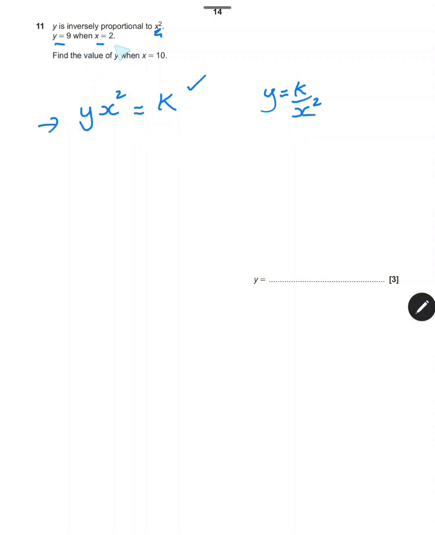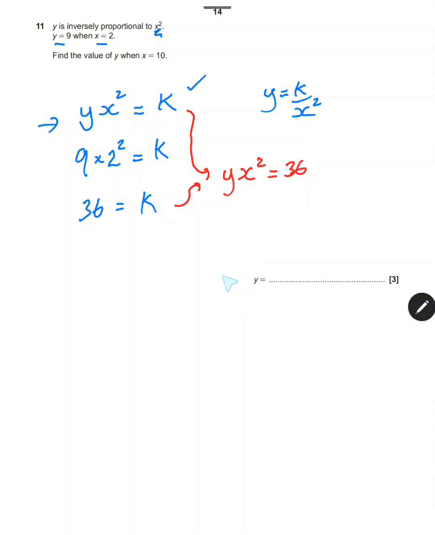It says y is 9, x is 2. So let's just substitute those in. 9 multiplied by x, which is 2, 2 squared is my constant. 2 squared is 4, and 9 times 4 is 36. So I know that k, my constant of proportionality, is 36. Let's rewrite that initial formula with this k in place. y multiplied by x squared equals 36.